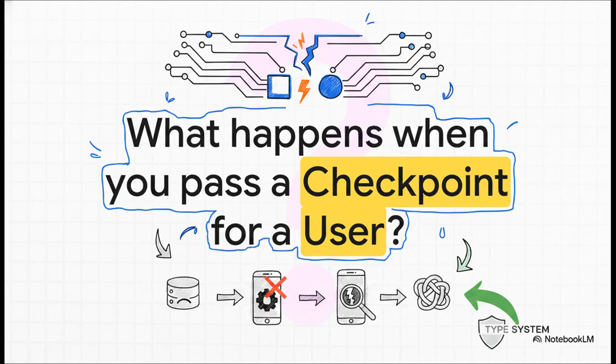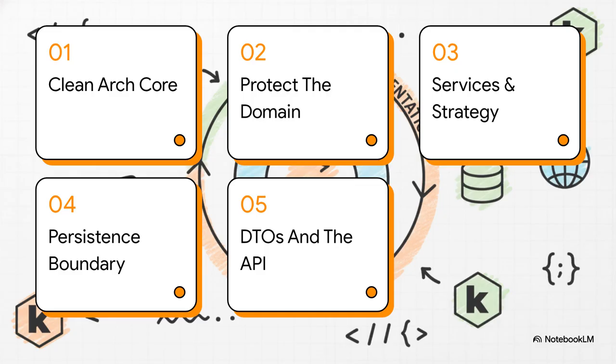This incredibly common, super relatable bug is exactly why strict architectural layers and typed identifiers exist. And today, we're going to see how to make bugs like this literally impossible to compile. Okay, let's dive right into this inside-out journey through our software onion. We'll start at the very center with the clean architecture core, then look at bulletproofing the domain, move outward to services and strategies, cross the persistence boundary, and finally reach the outer shell with DTOs in the API.